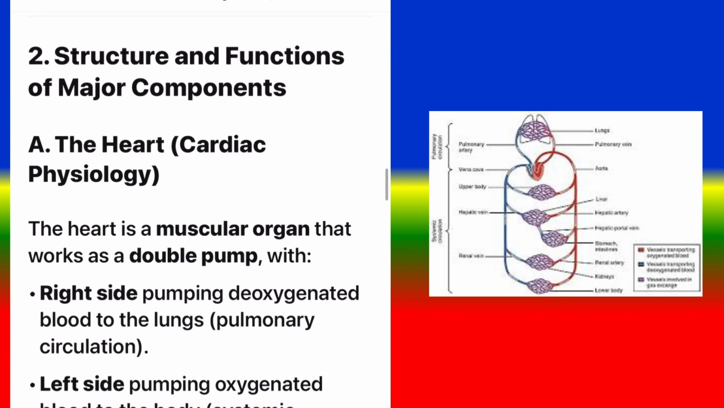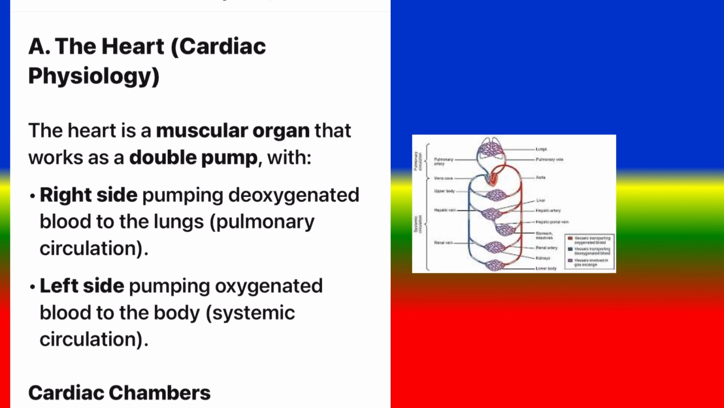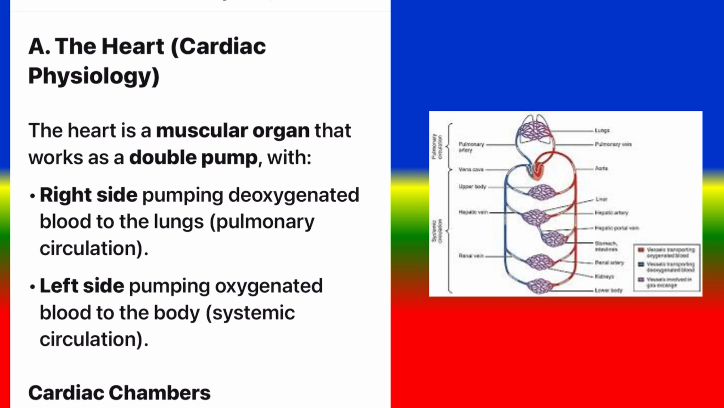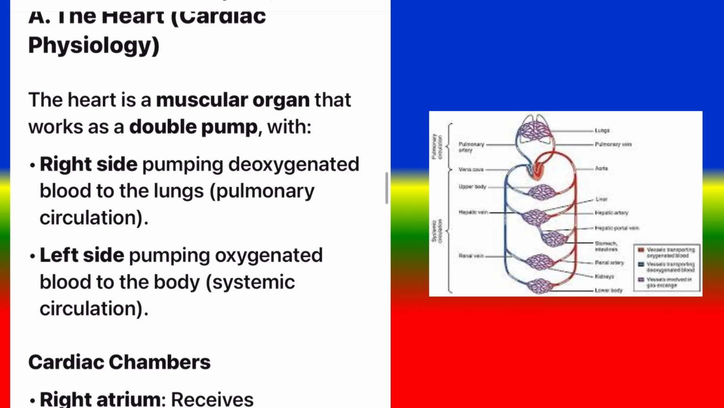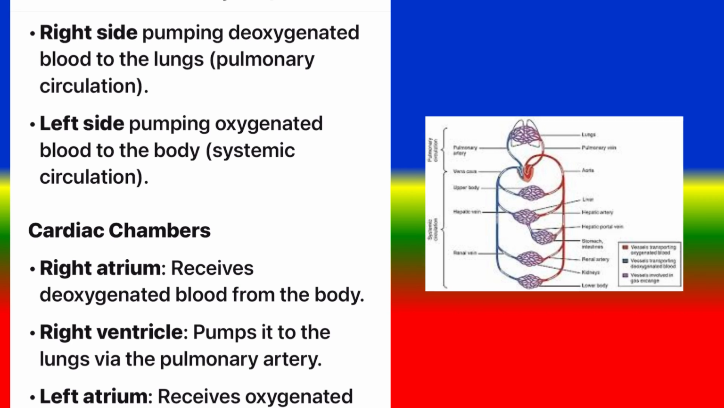2. Structure and functions of major components. A. The heart, cardiac physiology. The heart is a muscular organ that works as a double pump, with the right side pumping deoxygenated blood to the lungs, pulmonary circulation, and the left side pumping oxygenated blood to the body, systemic circulation.